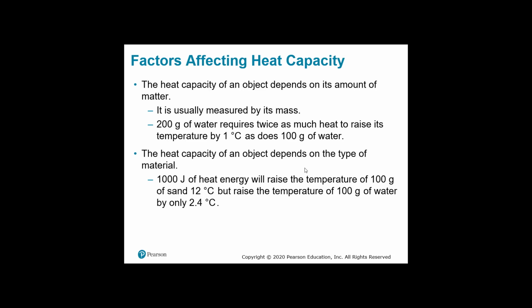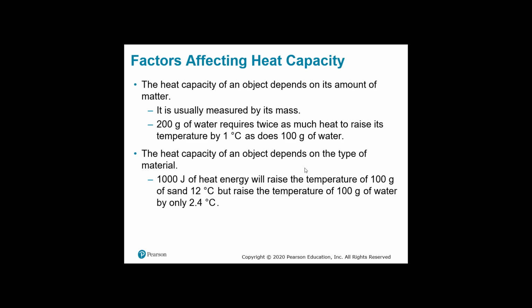The heat capacity of an object depends on the material, because certain materials have different values of specific heat capacities. And if it's a low value, they do not retain heat very well. But if it's a high value, such as something like water, you're going to need more and more heat before you're even going to raise that temperature. So 1,000 joules of heat energy will raise the temperature of 100 grams of sand by 12 degrees Celsius, but only raise the temperature of 100 grams of water by 2.4.